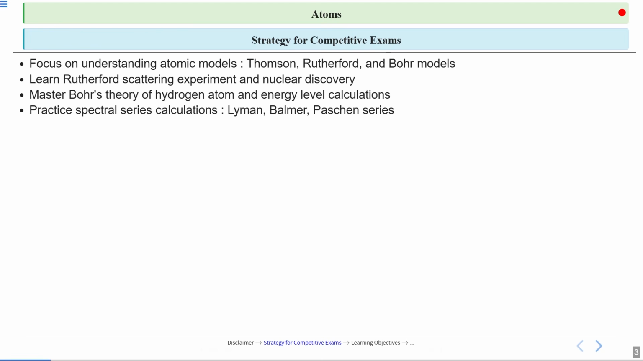And you have to practice the spectral series calculation: Lyman, Balmer, Paschen series, and other series. Also you should study the atomic spectra and the relationship between the energy levels and emitted photons. That is also a very important topic from the point of view of competitive exams. So you have the relationship between the energy levels, the radius of the electron in any orbit, and Bohr postulates, that are very important topics of this chapter.